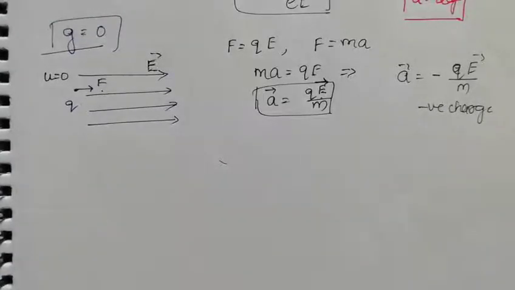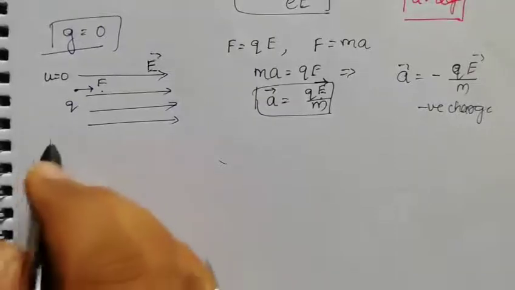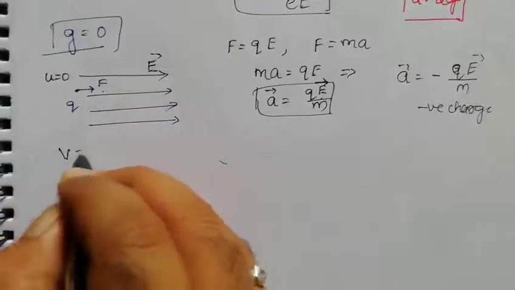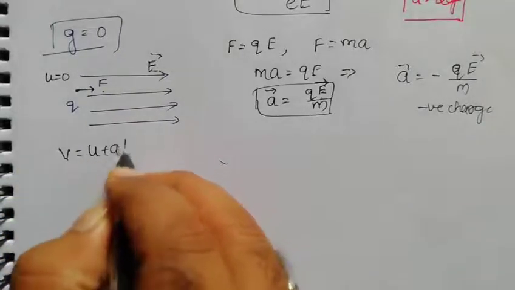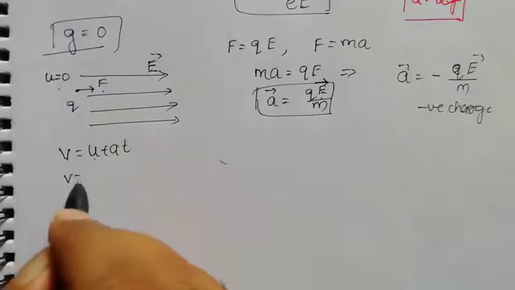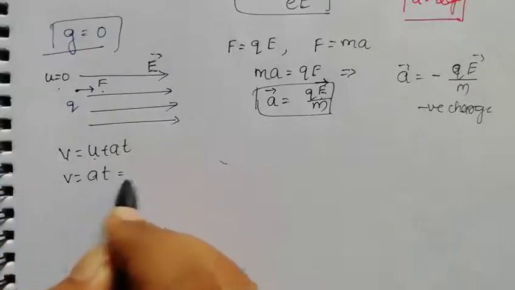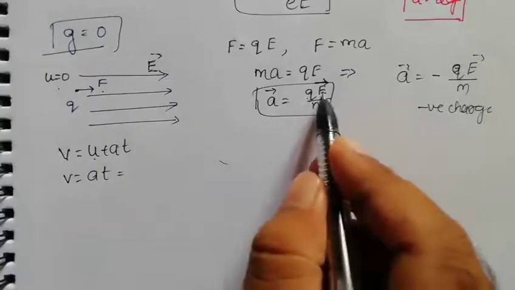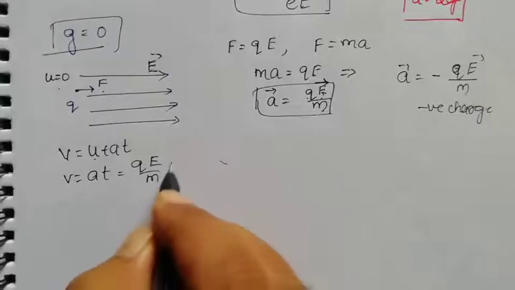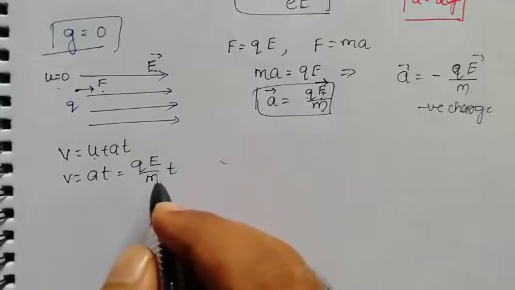Sir, if I take this particle initially at u equal to 0, it means initially the particle was at rest. Now what will happen? What is the final velocity of the particle? Let us calculate. As we know the equations of kinematics, we can apply them here. v equal to u plus at, where u is 0. So v equal to a into t. Here a is Q into E by m, so v equals Q into E by m into t. This is the formula for final velocity.